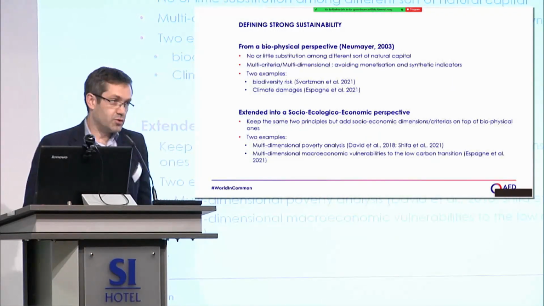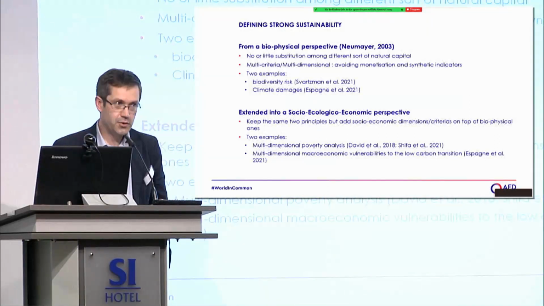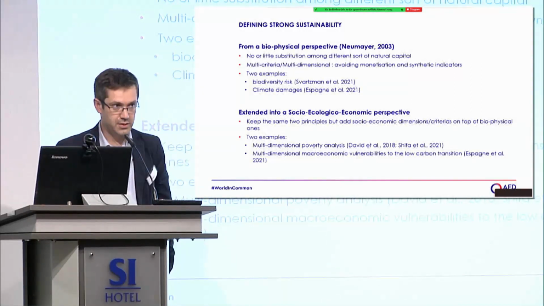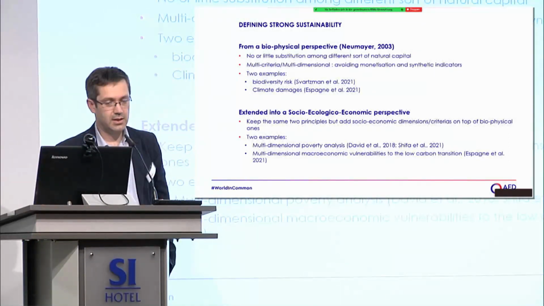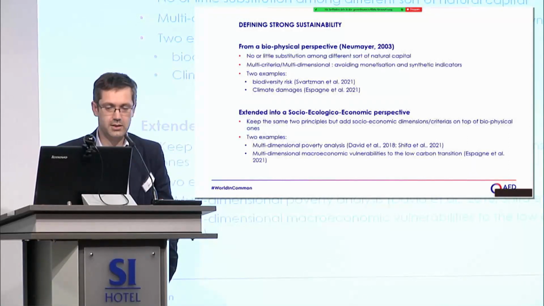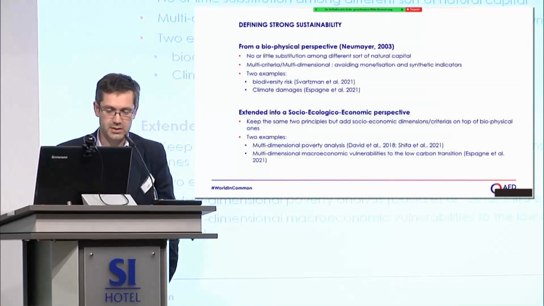So strong sustainability emerges from a biophysical perspective. There's a very nice book by Neumayer published in 2003, and the fundamental ideas are, first, there is no or little substitution among factors of different sorts of natural capital, and second, which is a follow-up of this first idea, that you should have multi-criteria, multi-dimensional aspects, and avoid at all costs monetization and synthetic indicators. I'll give you 2 examples of this. We recently did interesting work on biodiversity with Banque de France and Office Français de la Biodiversité and others. And then Etienne Espagne, who's in the room here, has done very interesting work on climate damages in Vietnam.